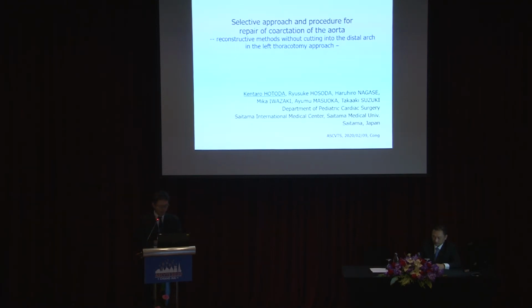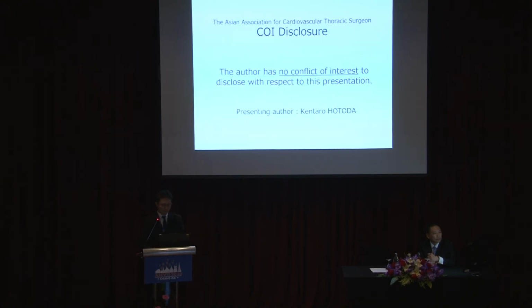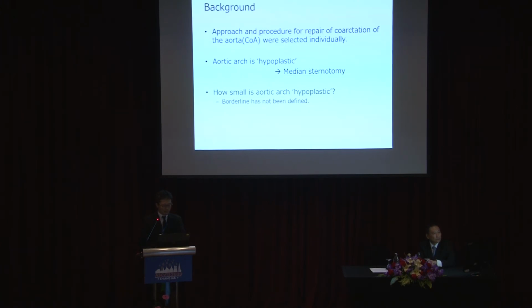Good evening, everybody. I'm presenting about selective approach and procedure for repair of coarctation of the aorta. I have no COI disclosure. Approach and procedure for repair of the coarctation of the aorta were selected individually. When the aortic arch is hypoplastic, we often choose a median sternotomy. Consensus has been gained about this point. But how small is aortic arch hypoplastic? The borderline has not been defined.